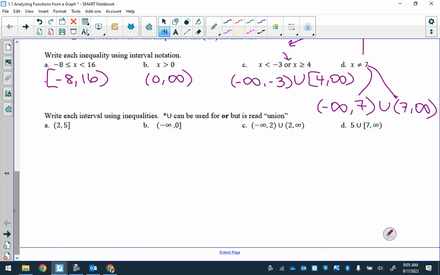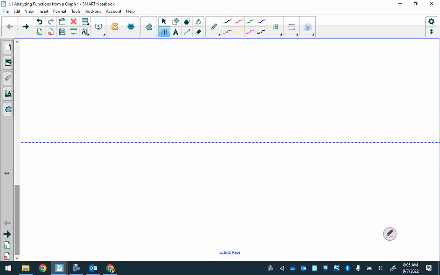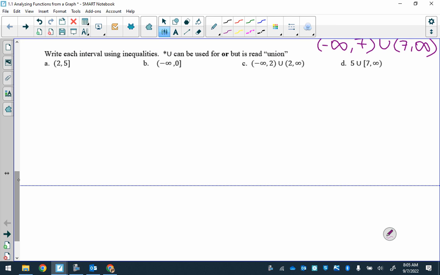So now if we go the reverse direction and go from interval to inequality, what would we have? So we have 2 with a parenthesis, comma, 5, bracket. And if you notice, they're very similar to the ones above. Okay.